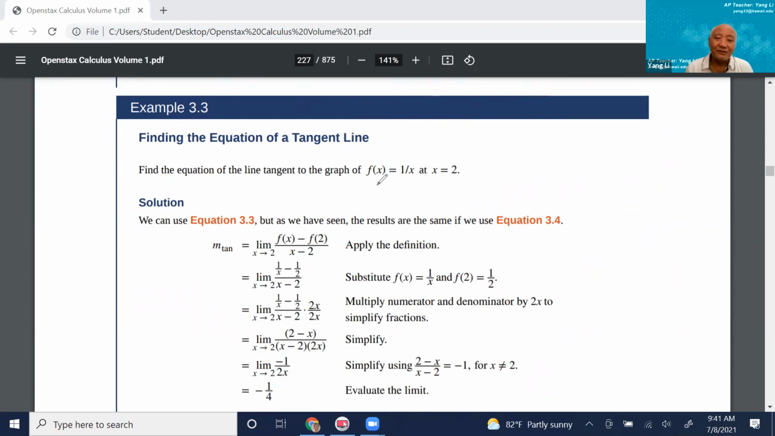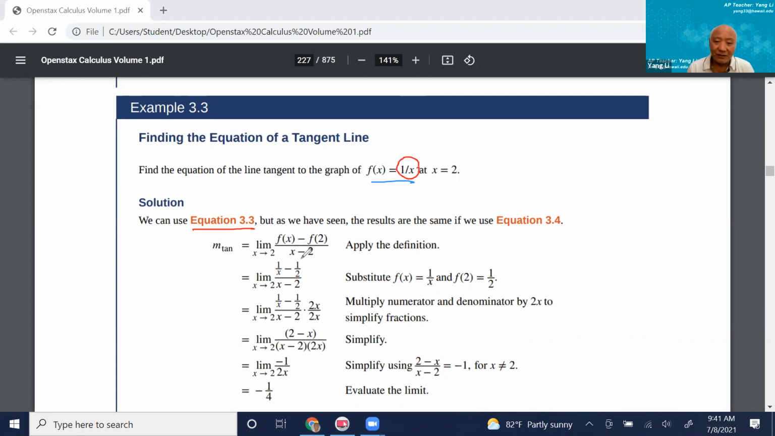So find the equation of the line tangent to the graph of f(x). This is a different function right now. So we're going to use a different function here. Same thing, they use the first equation, 3.3, right? And you can go by what? f(x), you see, f(x) equals what?